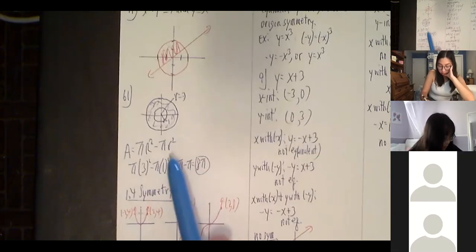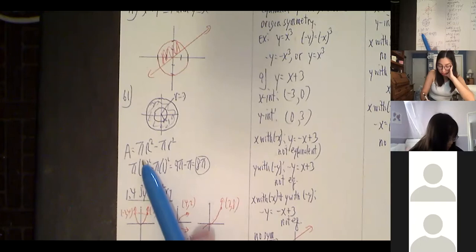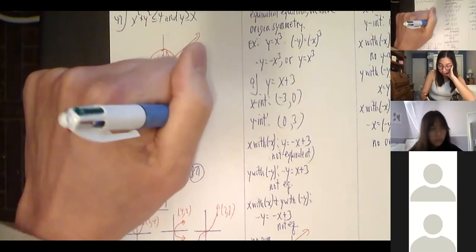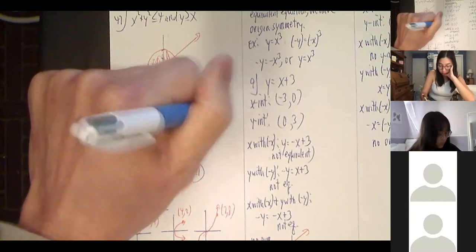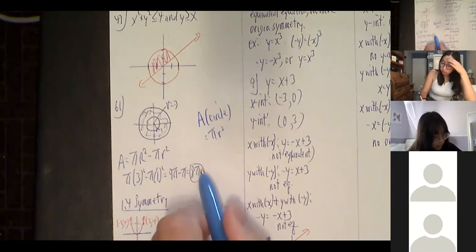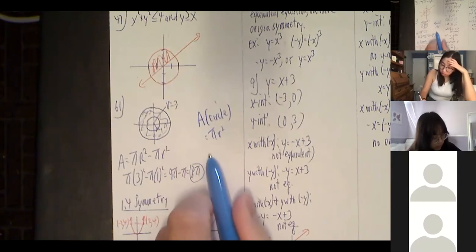Okay, so the formula for the area of a circle, you might recall, is pi r squared. Okay, so area of a circle was pi r squared. You may write that in your formula sheet on your cheat sheet in preparation for the test a week from Friday.